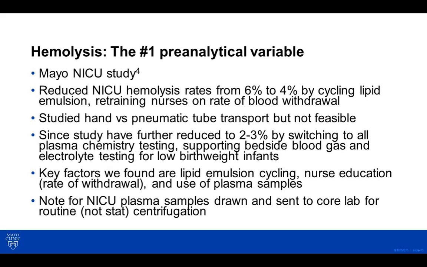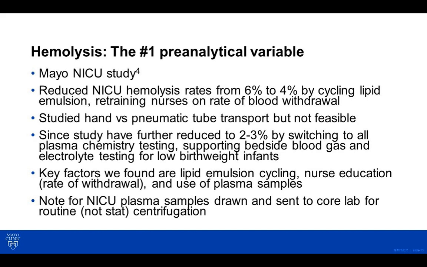So how do we know these are important variables? Well, this is a study we did at Mayo where we looked at all these variables. We were able to reduce our NICU hemolysis rates from 6 to 4% by trying to avoid our AM draws, our routine draws, during a time when lipid emulsion and nutritional support were being given, so lipid cycling, so we pause that nutritional support around the time we expect to draw blood samples. And retraining nurses to slowly withdraw blood from arterial and venous catheters. That got us down to about 4% at the time of that study I have the reference for.